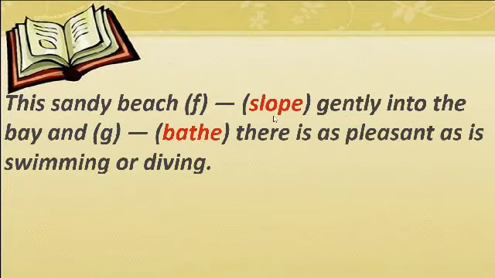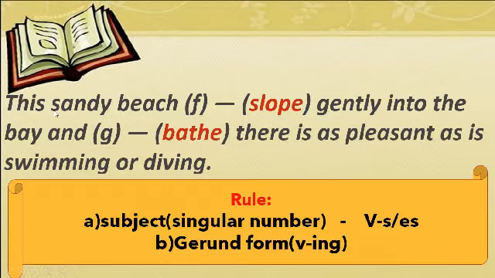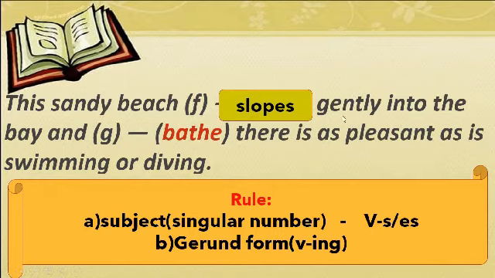This sandy beach (slope) gently into the bay, and (bathe) there is as pleasant as swimming or diving. Dear students, here in question F, within bracket you find a verb slope, which is the main verb for this sentence, and it will be changed according to subject. As the sentence is in present form and the subject this sandy beach is a singular number of subject, so s or es will be added with the base verb. So you can write the answer slopes. This sandy beach slopes gently into the bay.